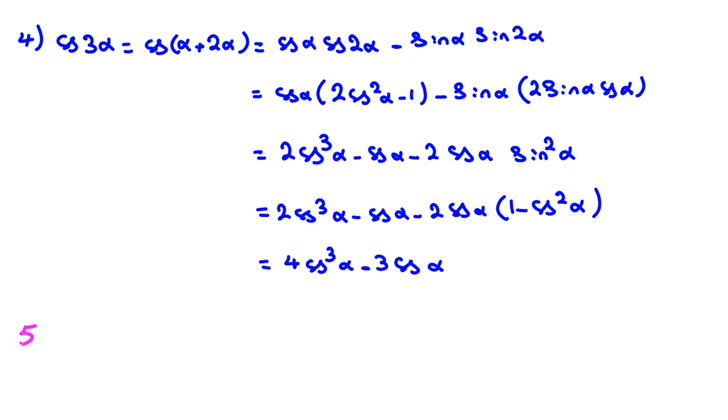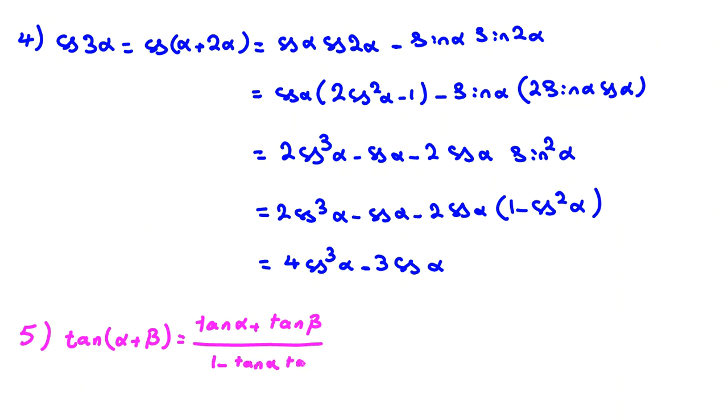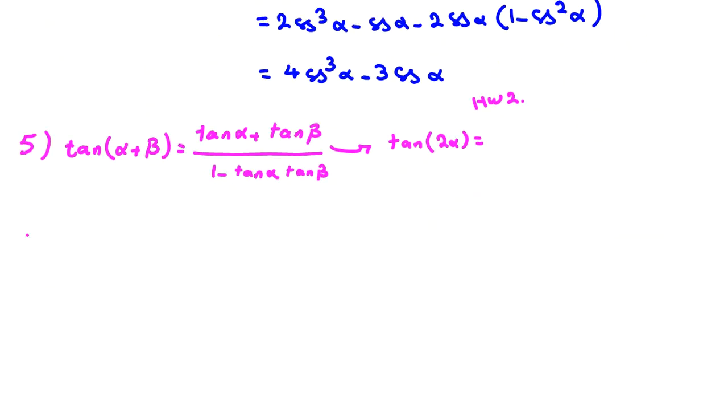Fifth identity: we worked on sine of a plus b and cosine of a plus b, now tangent of a plus b, or alpha plus beta. This one is tangent alpha plus tangent beta over 1 minus tangent alpha tangent beta. Again, by this part, you can calculate tangent 2 alpha. It's easy, in terms of tangent alpha. This is a problem as homework 2.